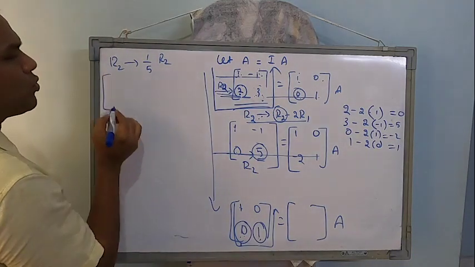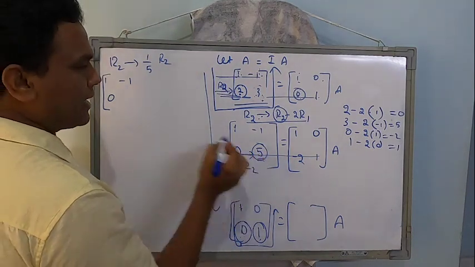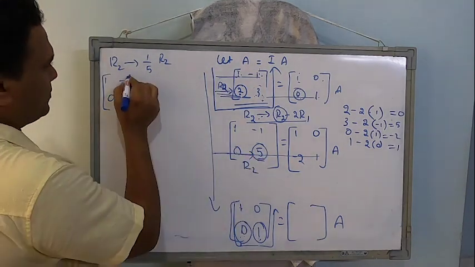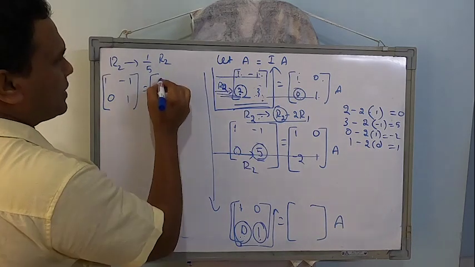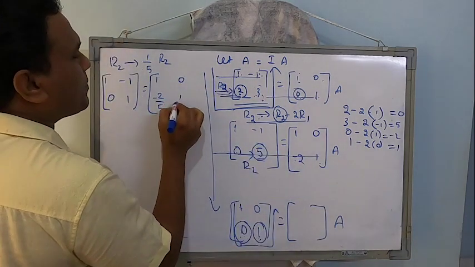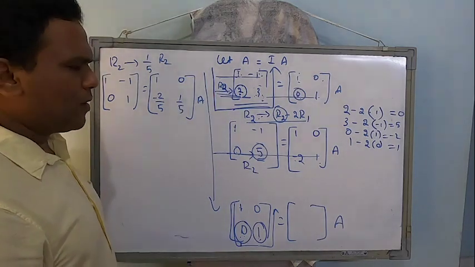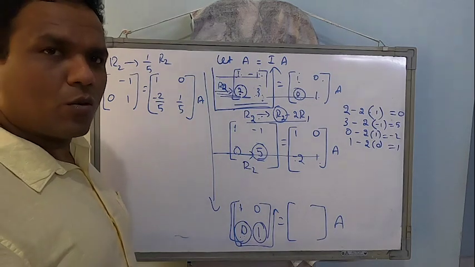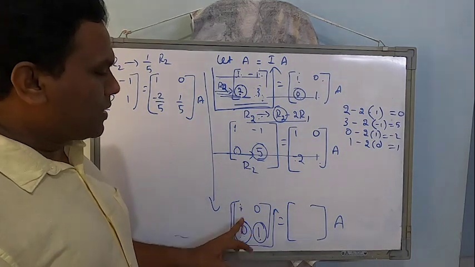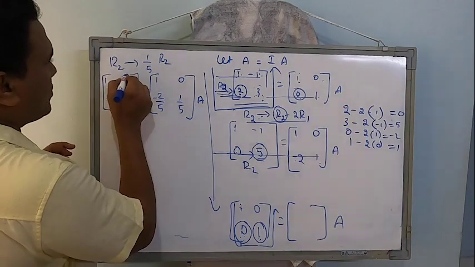So R1 no change, 1, minus 1. So 0. 0 by 5 will be 0. Next, 5 by 5 will be 1. Then 1, 0. These two elements are also multiplied by 1 by 5, multiplied by 8. I'm almost close now. Okay, so I required 1, 0, 1. I got 1, 0, 1. 3 elements are done.